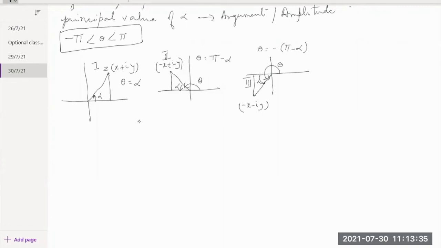Now, let's see the fourth one. When your complex number lies in the fourth quadrant, I'm here. So let's see.